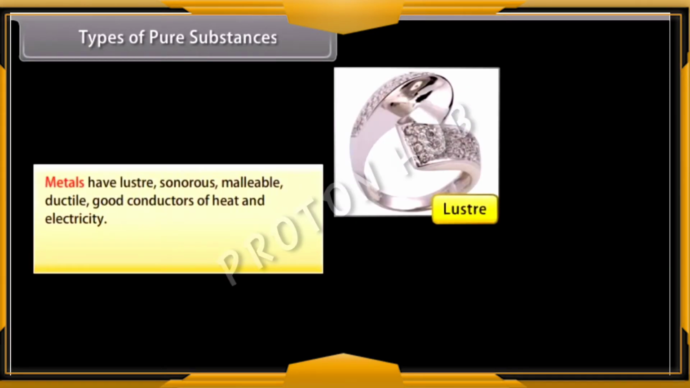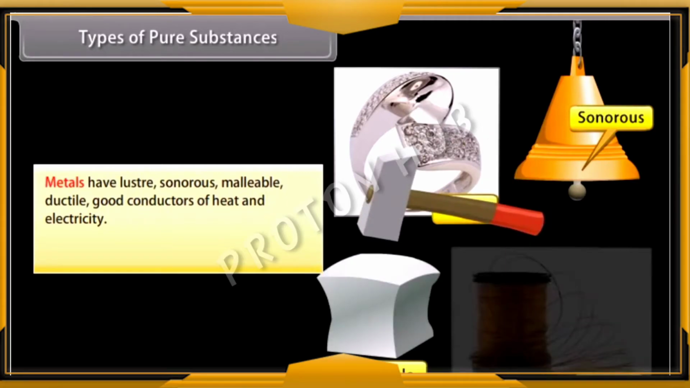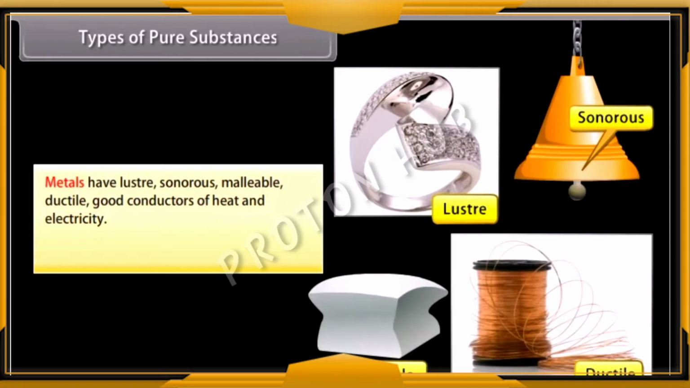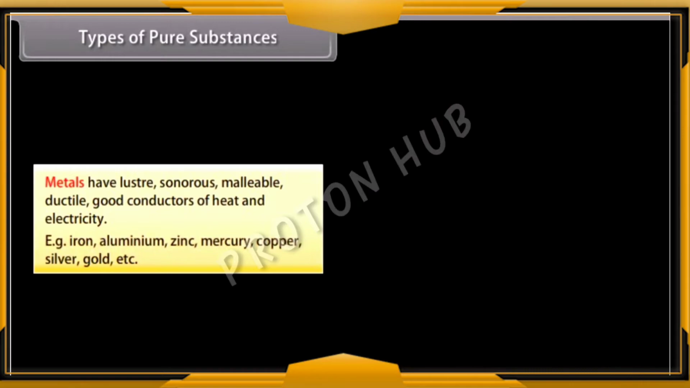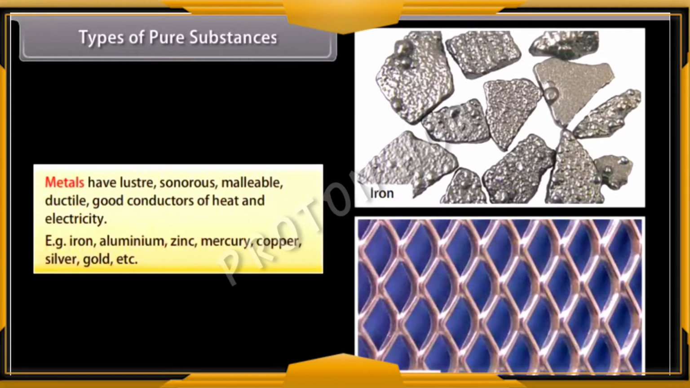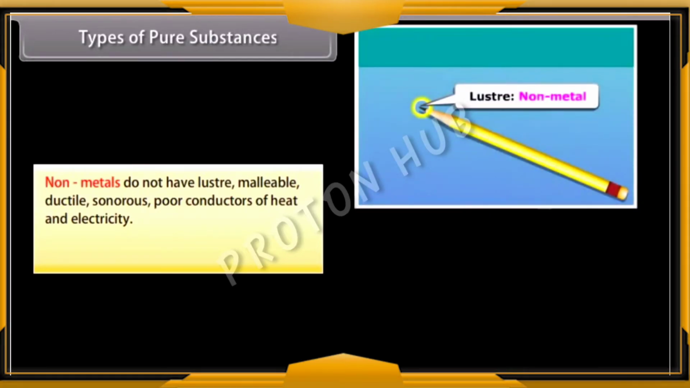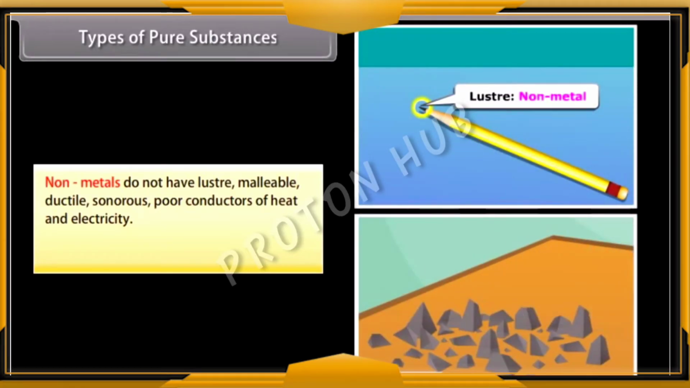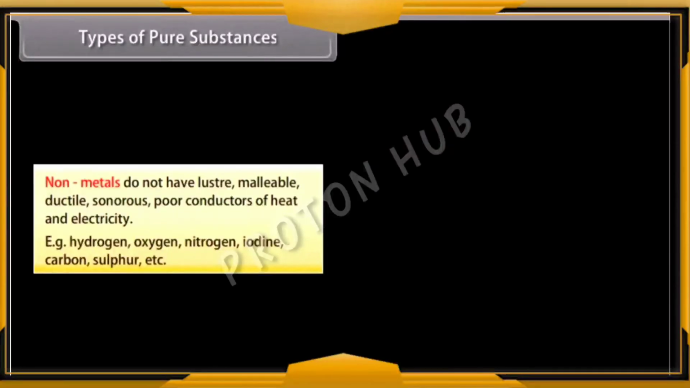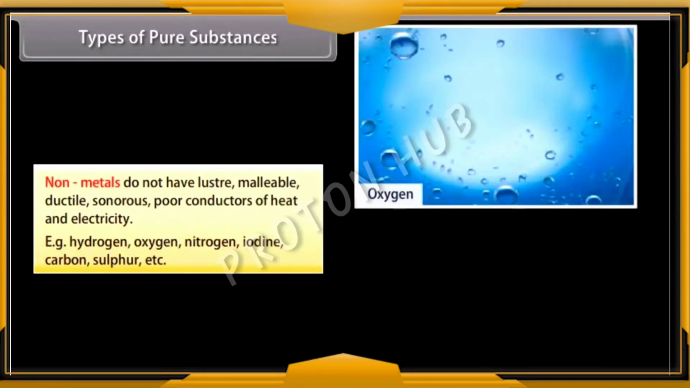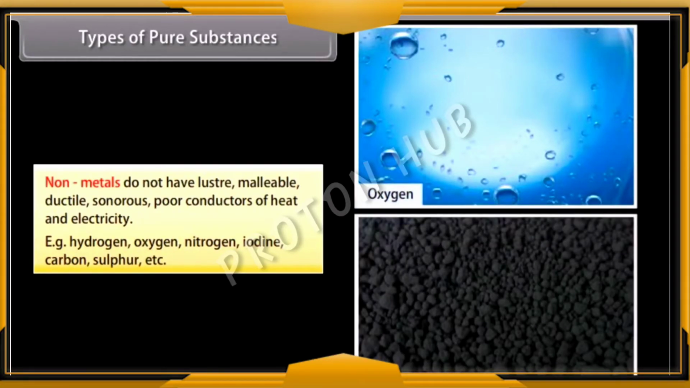Metals have luster, are sonorous, malleable, ductile, and good conductors of heat and electricity. Examples: iron, aluminium, zinc, mercury, copper, silver, gold, etc. Non-metals do not have luster, malleability, ductility or sonority, and are poor conductors of heat and electricity. For example, hydrogen, oxygen, nitrogen, iodine, carbon, sulfur, etc.